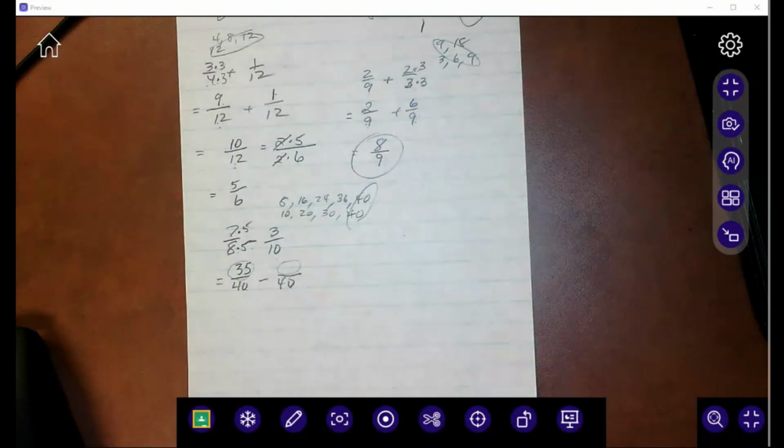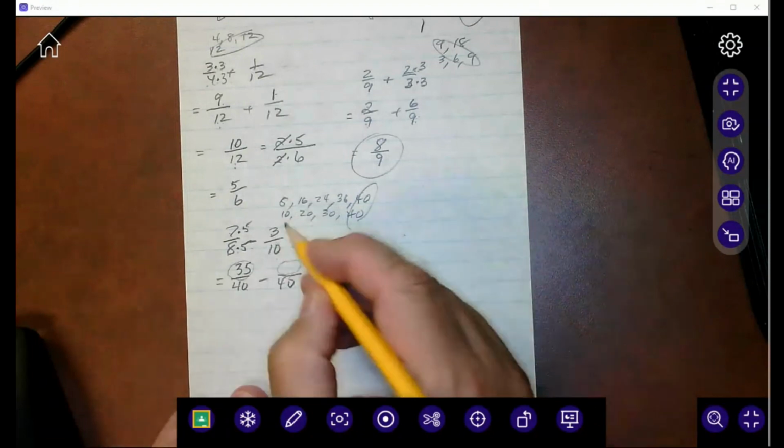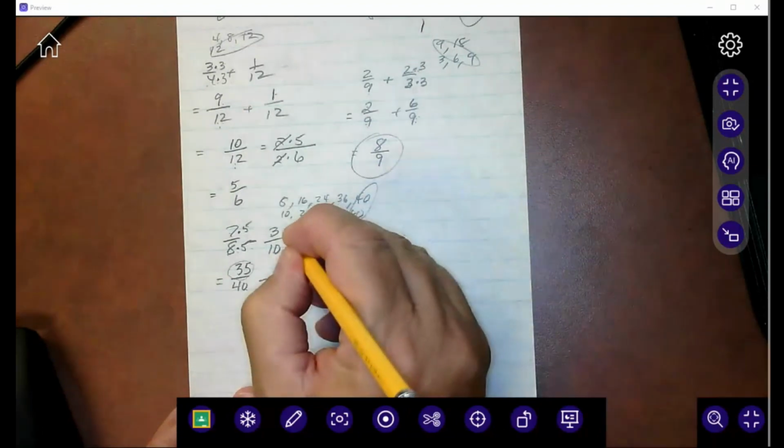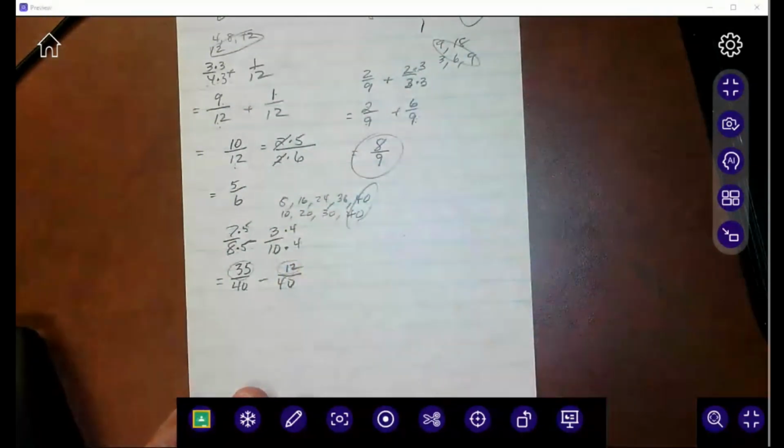Mr. Sanchez says 12. Ms. Carter says 12. Ms. Carter says multiply by 3. Careful, Ms. Carter. You got 12, but there you go. So we have to multiply the bottom by 4: 10 times 4 to give us 40, and 3 times 4 to give us 12.